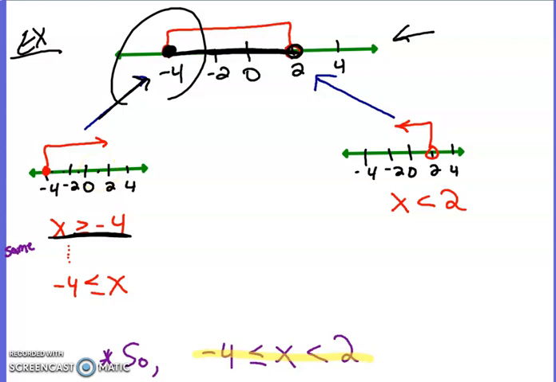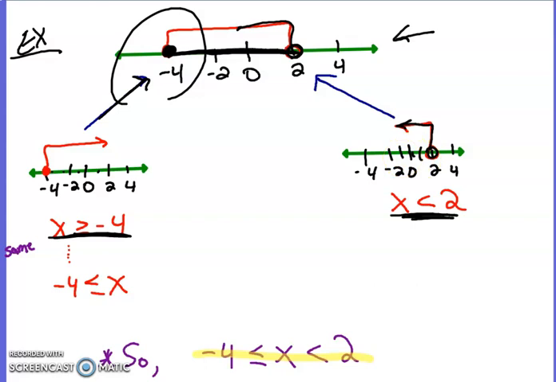Now, this one right here is an open circle at 2, and again, it's going toward the left. So this really is an open circle at 2 going to the left, and the way we would say that is x is less than 2. So anything less than 2. So it could be 1, it could be 1/3, it could be 0, it could be -1. So anything less than 2.